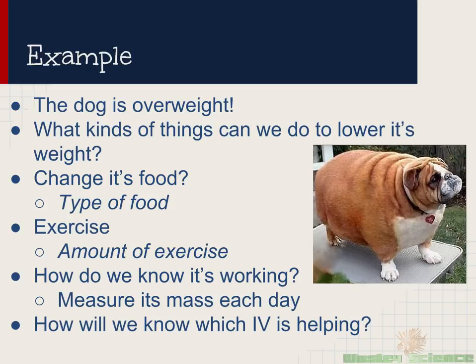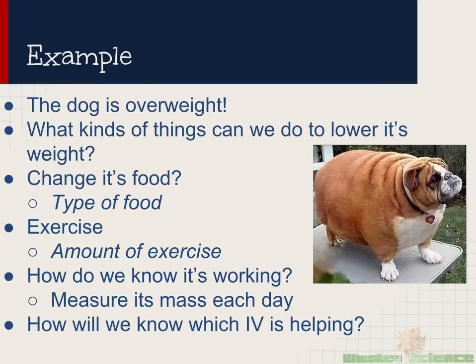So now, how will we know which IV is helping? Okay, so now we got a situation here. We have two different IVs. We have type of food and amount of exercise. Now, in order to make this a controlled experiment, which is something we talked about when we talked about the most important words in science, we know that we should only use one independent variable. So let's just say with the rest of this lesson, we're going to go with type of food. So type of food is going to be our independent variable. And then our dependent variable, well, we're measuring its mass, so it's going to be the dog's mass.